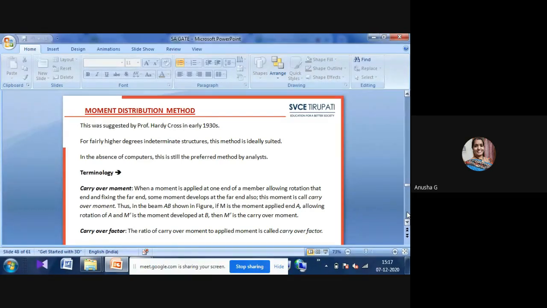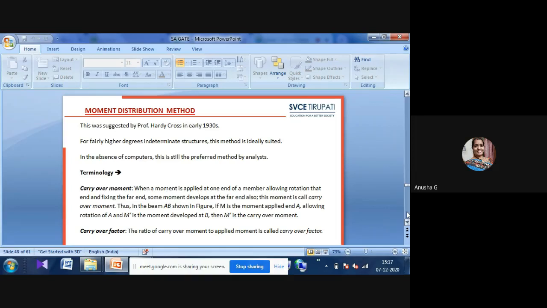Now we'll go for the moment distribution method. In today's class, we'll see arches and then arch formulas, strain energy formulas, slope deflection formulas, and now the last one is the moment distribution method. For this moment distribution method, there are a number of times they asked the same question, that is, who suggested this moment distribution method? The moment distribution method was suggested by Hardy Cross in the early 1930s. Why it has to be used: for higher degrees of indeterminate structures, this method is ideally suited. Where there are highly indeterminate structures, we can prefer this one.